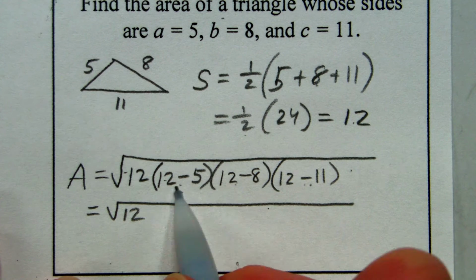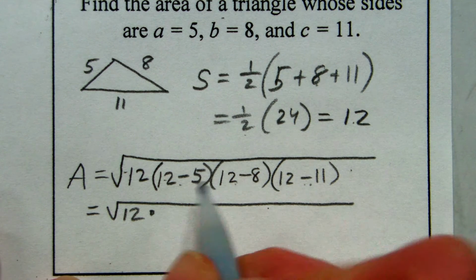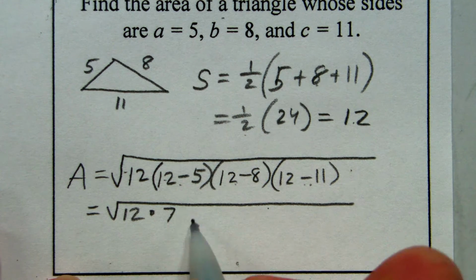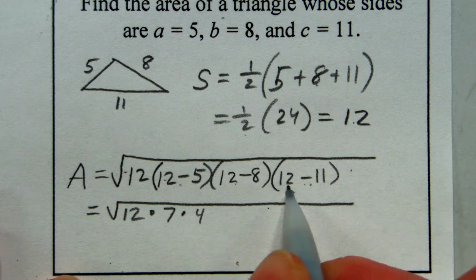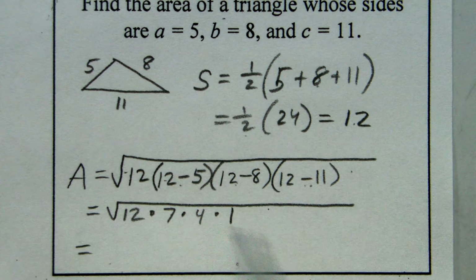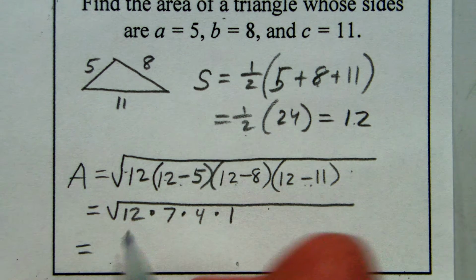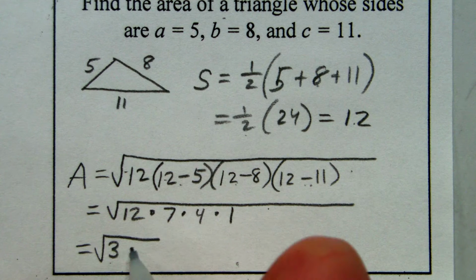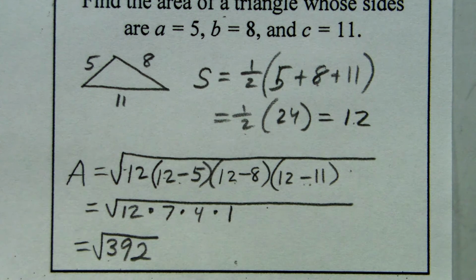We can all do this subtraction. This would be 12 times 7. 12 minus 5 is 7, 12 minus 8 is 4, 12 minus 11 is 1. And I would even go ahead and just multiply those: 12 times 7 times 4 times 1, and you get 392. So it's the square root of 392, and then you can go ahead and take the square root.